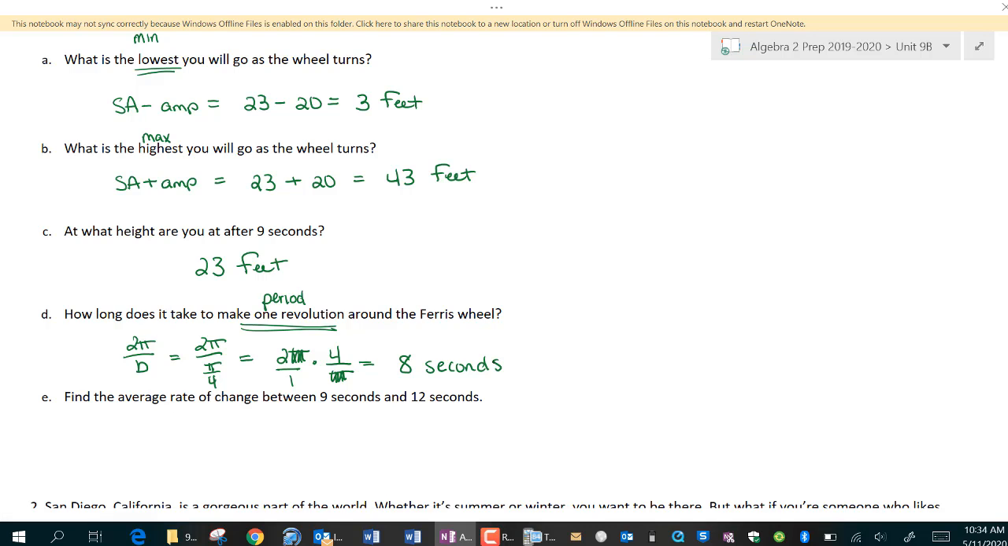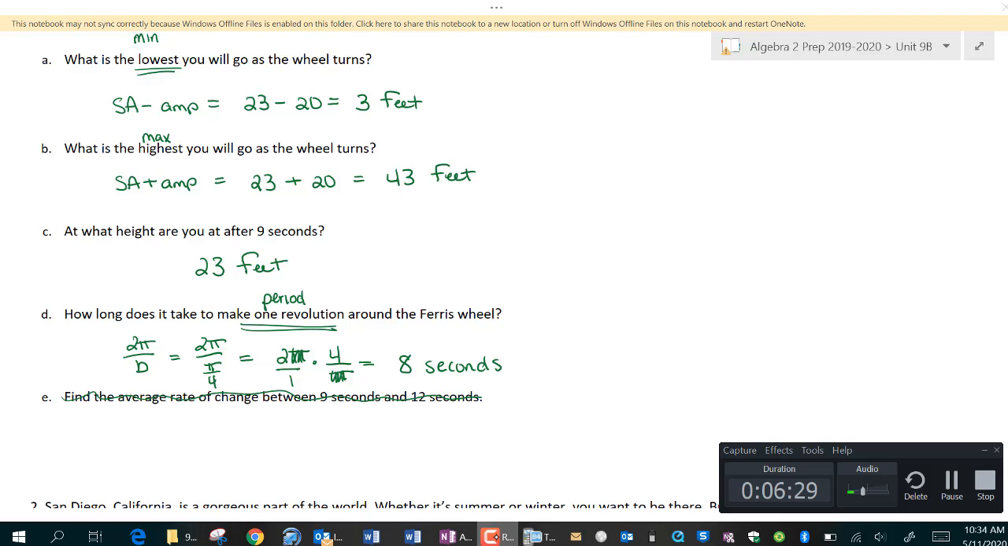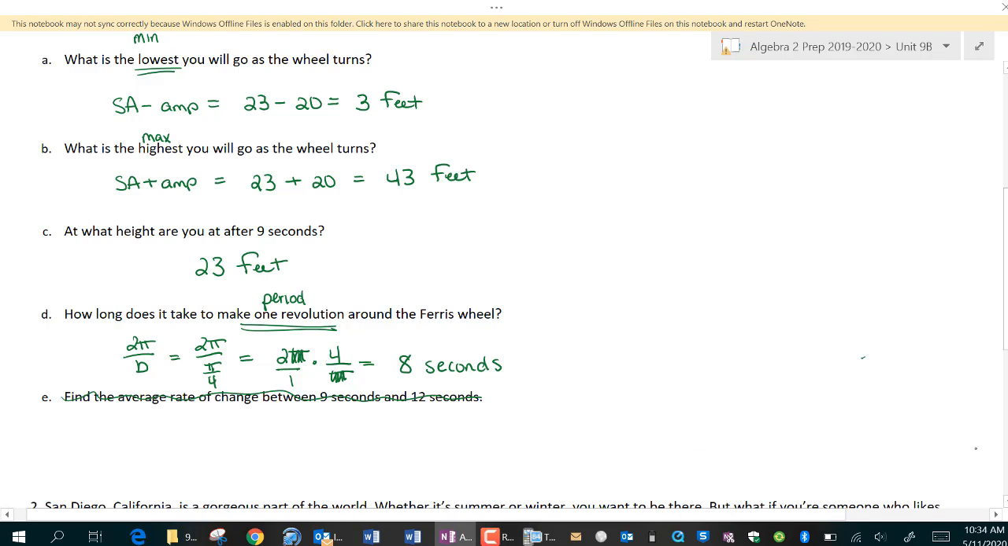And I'm going to skip the average rate of change for right now. So that's something we've talked about earlier this year, but I don't think we're going to do it with this particular question. So I'm going to do one more in case you'd like to see another example. If you think you have enough information right now, that's fine as well.